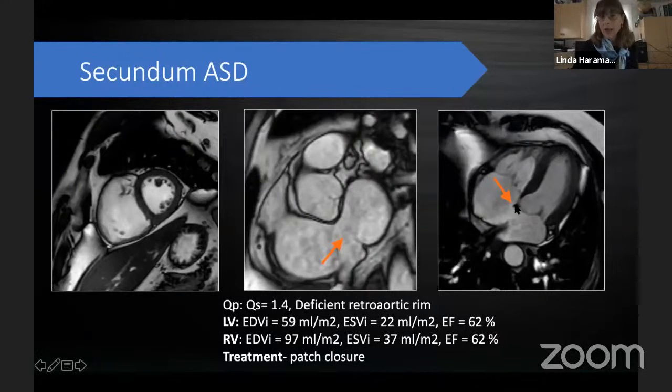When we look at the retroaortic rim, the anterior superior rim, we can appreciate that it's actually quite small, and that was corroborated on echo as well. For the MRI results, we found that the QP:QS was 1.4, which is borderline, right below the threshold for closure. And we found the deficient retroaortic rim. The biventricular systolic function was normal, but the right ventricle was somewhat dilated, and a decision was made to treat the patient with patch closure because the anatomy wasn't suitable for a device closure.